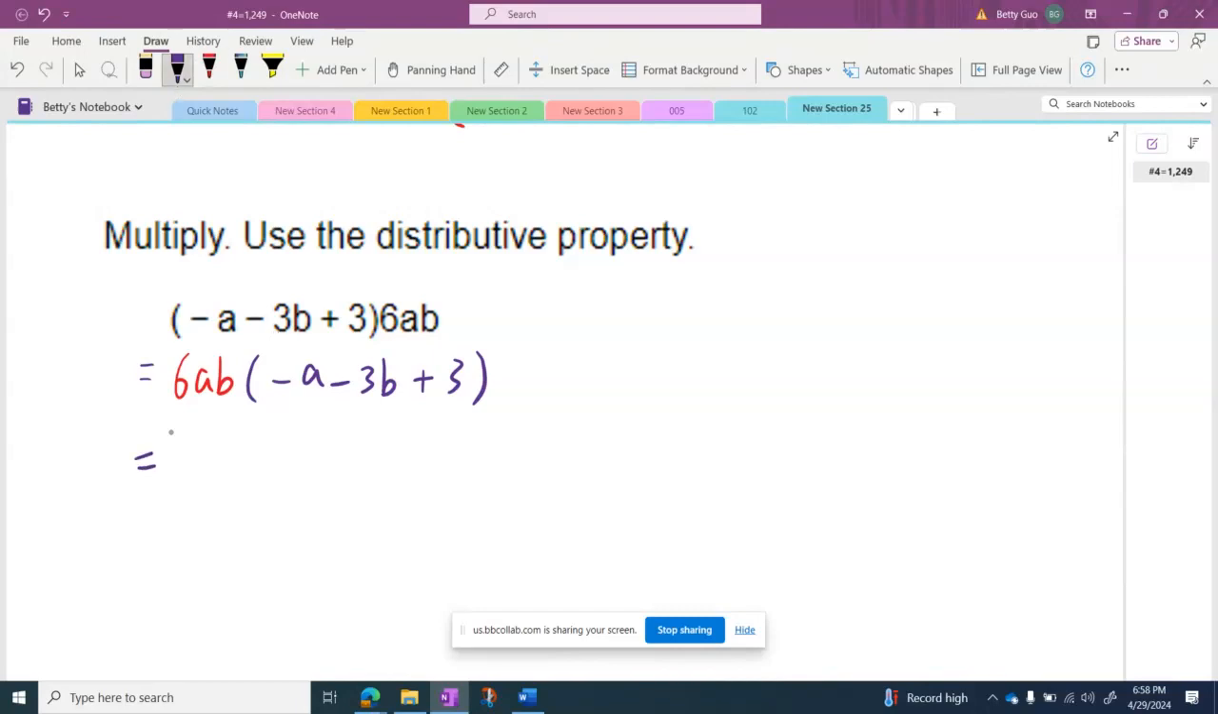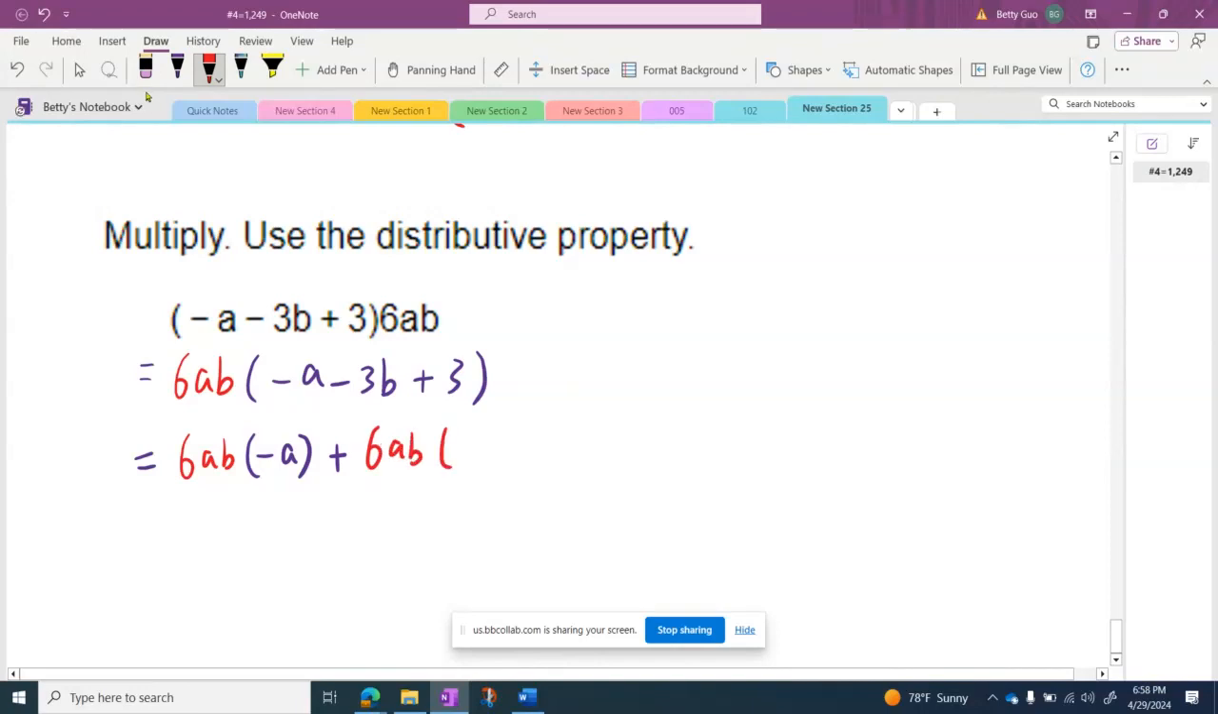We're going to have 6ab multiplied by the first term, plus 6ab multiplied by the second term. I use blue here. Plus 6ab times the third term. And I simplify in the next step. I don't rush. I don't try to do multiple steps in one.